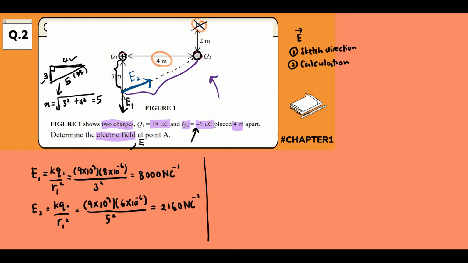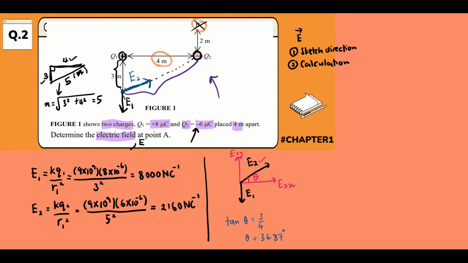Look at the direction that we have got. We can see here that our E2 needs to be resolved. So you're supposed to have E2x here, and also E2y. You also need to get the angle here to know the magnitudes of E2x and E2y. We can do the calculation: tangent theta is equal to 3 over 4, and your theta you'll get 36.87 degrees.